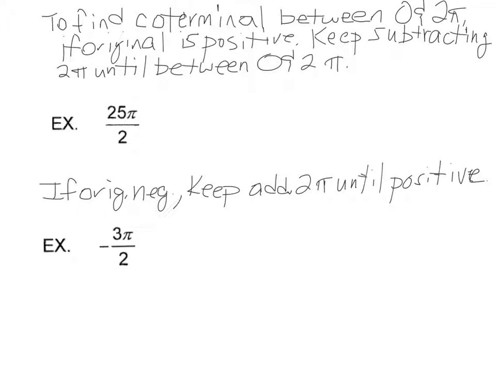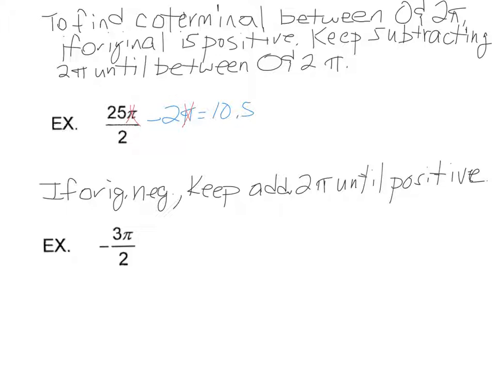Same idea if you're dealing with radians. If you want to find a coterminal angle that's between 0 and 2 pi, if the original angle is positive, you're going to keep subtracting 2 pi. And again, just use your calculator. Leave the pi's off. Do 25 halves minus 2, and you get 10.5. Okay, I'm leaving the pi's off for now.